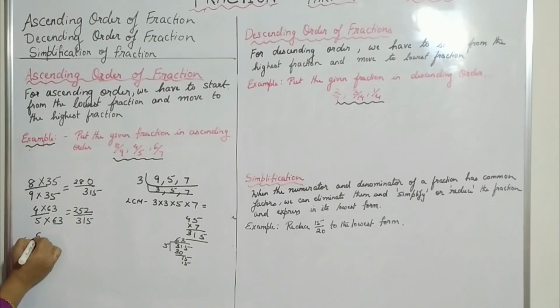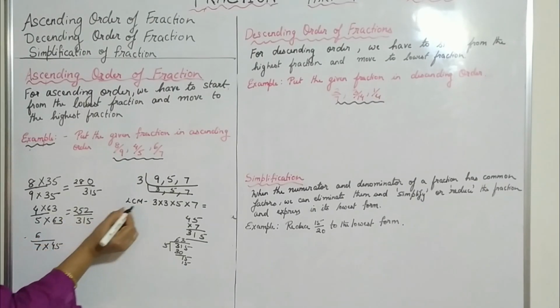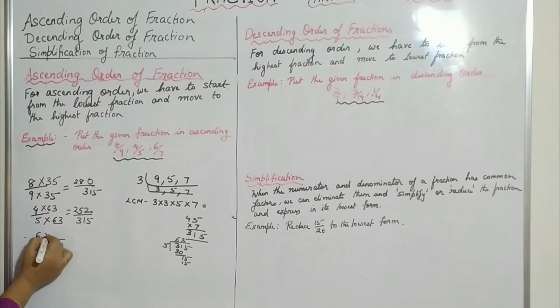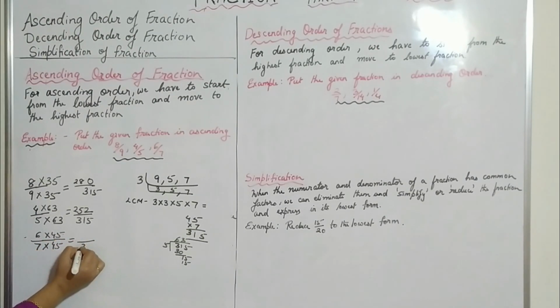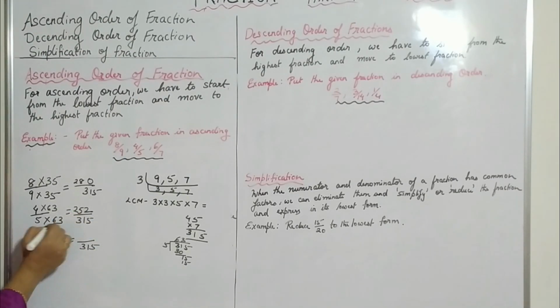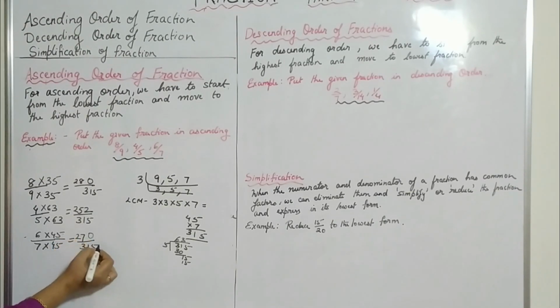Now the last one, 6 by 7. 7 into how much is 315? 7 into 45 is 315. 9 fives are 45, yes, 45. So for both numerator and denominator you have to multiply by 45. The denominator you know is 315, because we are making it a like fraction. So for the upper one, 6 fives are 30, 6 fours are 24 plus 3, 270.